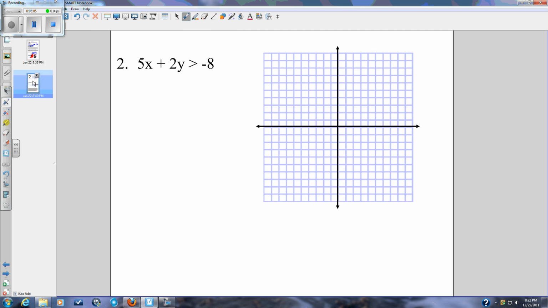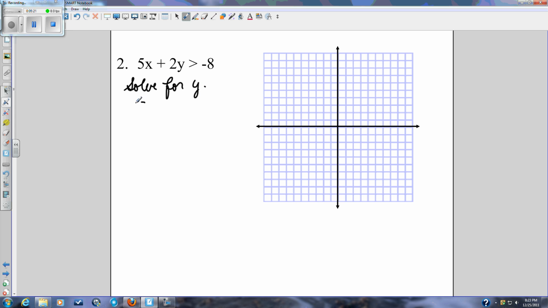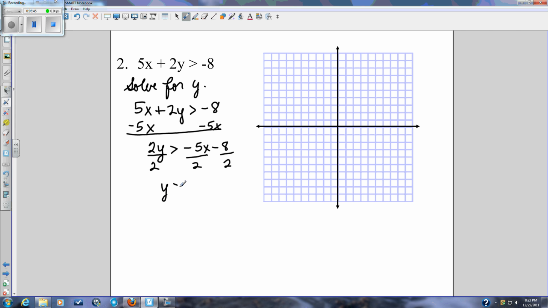Okay, so now let's go on to another problem. We have 5x plus 2y is greater than negative 8, and we need to get this into slope-intercept form, so we are going to solve for y before we do anything else. So we have 5x plus 2y is greater than negative 8, so subtract 5x from each side. We have 2y is greater than negative 5x minus 8. We want to divide everything by 2. So we have y is greater than negative 5 halves x minus 4. Our slope is negative 5 halves, and our y-intercept is negative 4.